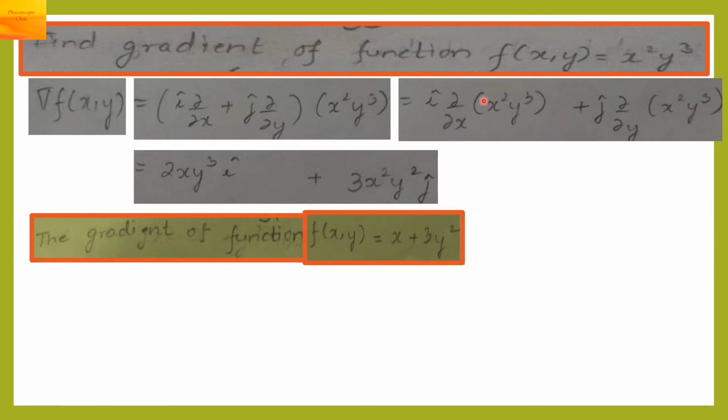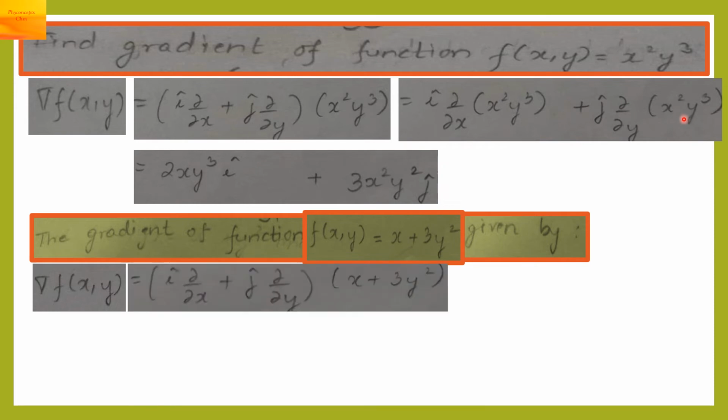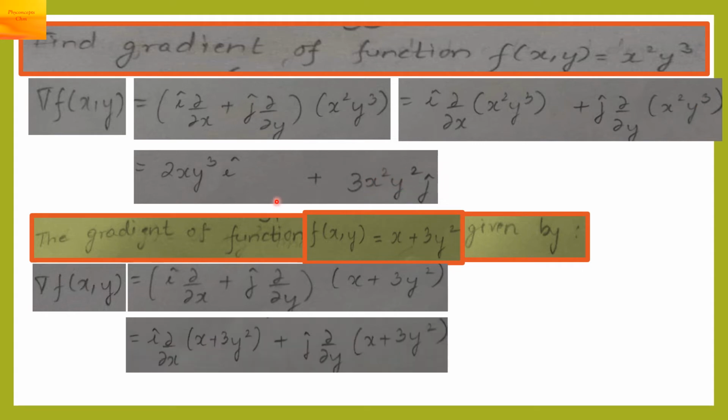So differentiate here x square with respect to x, that will be 2x, y cube remains just like that. Here we differentiate this y cube with respect to y, so that will be 3y square. The formula I had written down for the first problem itself. On the side I had written the formula of differentiation. So that formula we have to use. So differentiation of y cube is 3y square, x square just remains like that. So this is 2x y cube i cap plus 3x square y square j cap.